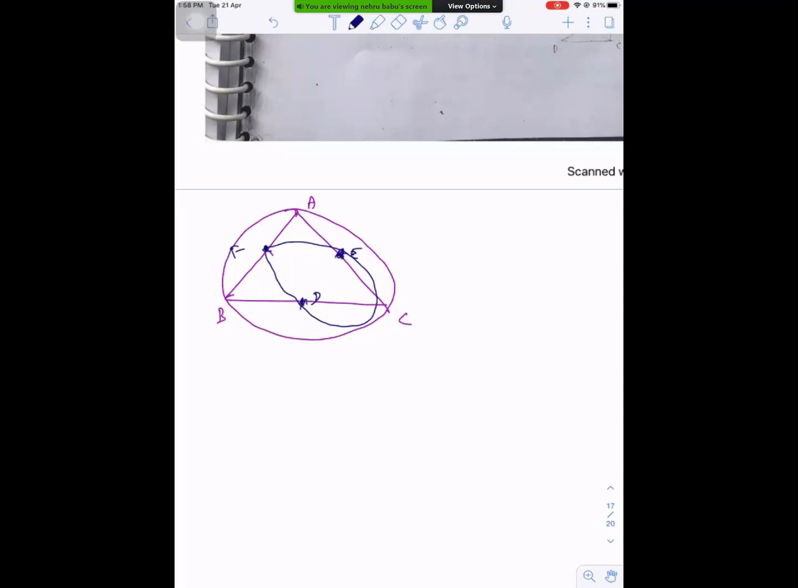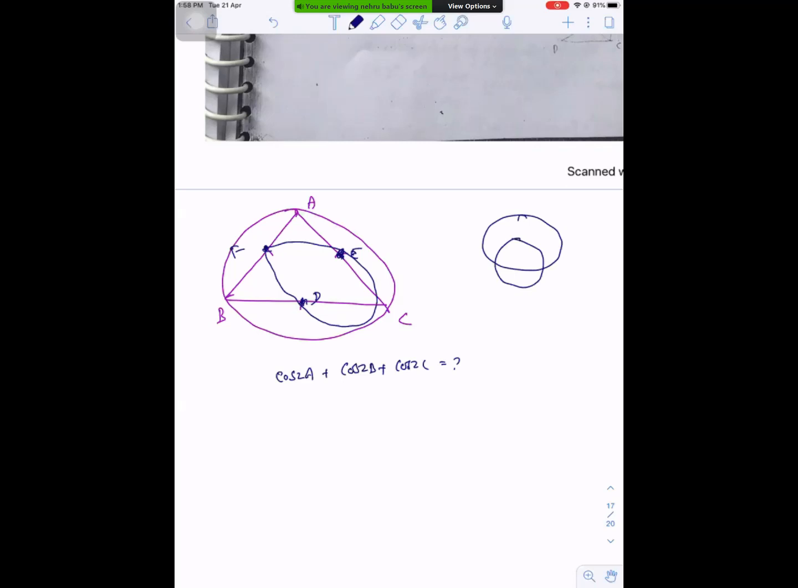So the question is, if these two are touching each other, then what is the value of cos 2A plus cos 2B plus cos 2C? One more question is, if these two are intersecting orthogonally, then what is cos 2A plus cos 2B plus cos 2C? Two questions are there.